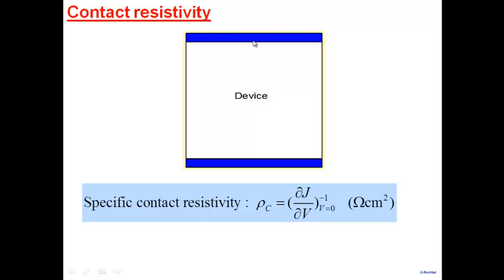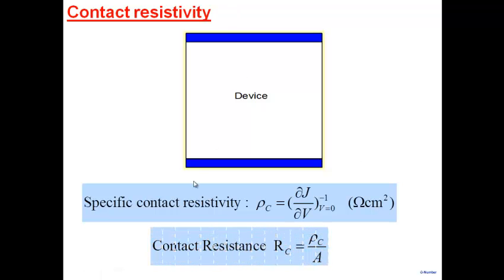And we would like this resistor to be as small as possible here. So this is the specific contact resistivity. As you can see here, its units are ohm centimeter square. The actual contact resistance, in any device, would be equal to contact resistivity divided by area.